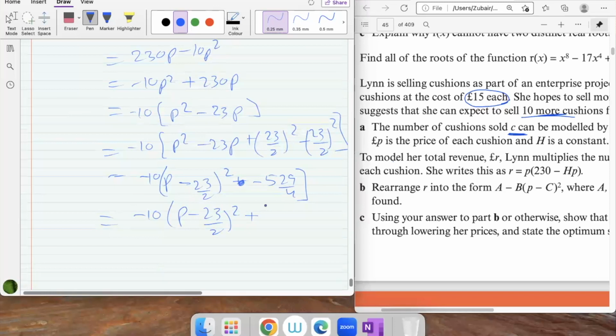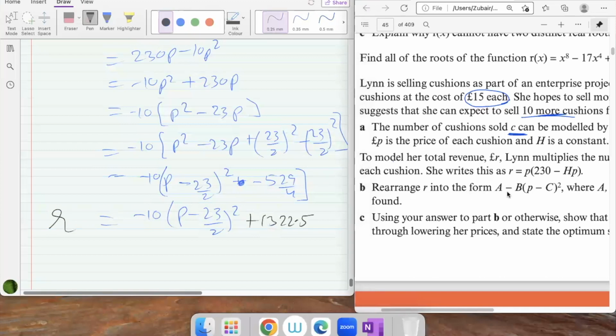Times 10, 1322.5. This is the correct version. I just missed that part. We had to keep R on one side. It clearly said rearrange R into this form.